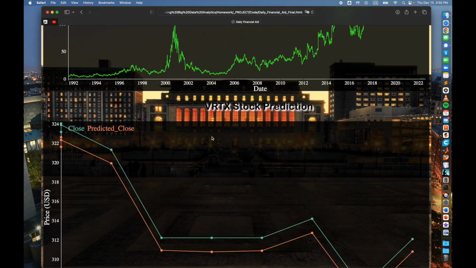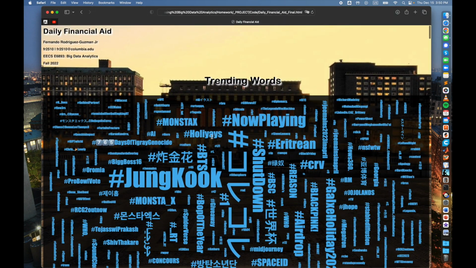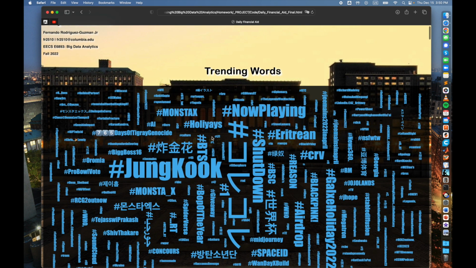This one interface then allows an investor to quickly glance through all of its selected stocks and make any investment decisions based on the information available.